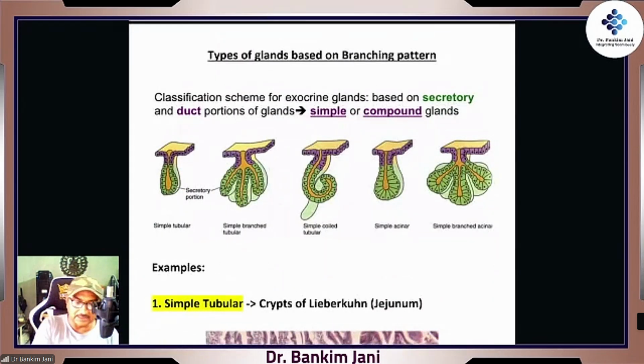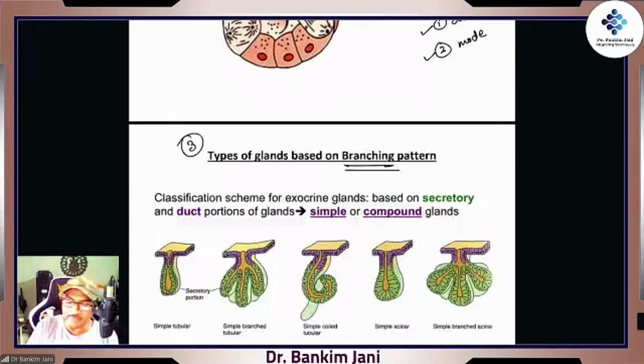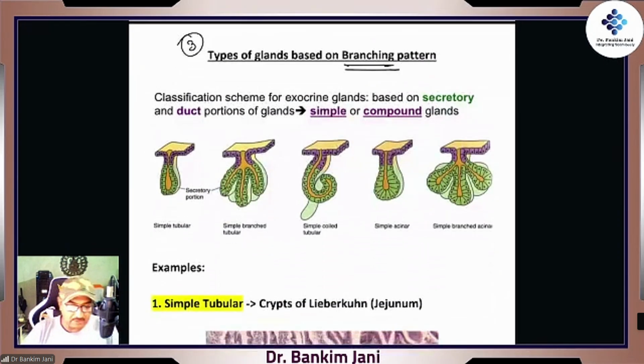Now comes the third classification, which is based on the branching pattern. How do they branch? Until this point of time, we just took it like that, okay, there is one gland. Right? But that gland could really look like this. This is the classification scheme for exocrine glands, right? Exocrine glands. This is based on secretory and duct position. Now this makes sense because it will not be implemented on endocrine glands, because endocrine glands don't have ducts. Right? So this classification will not be good for them.